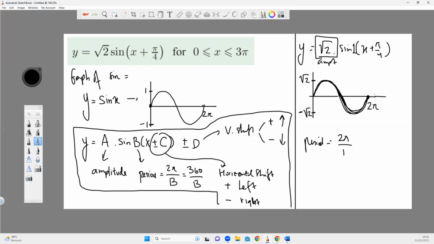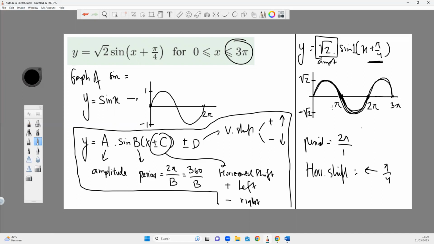So if you want to continue, this is pi, and this is 3 pi, right? Because the question is asking you for -3 pi until 3 pi, so like this. And you need to consider the pi over 4, right? So you have to plus by pi over 4. It means the horizontal shift is going left by pi over 4.